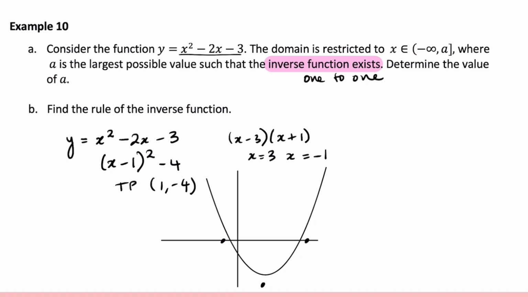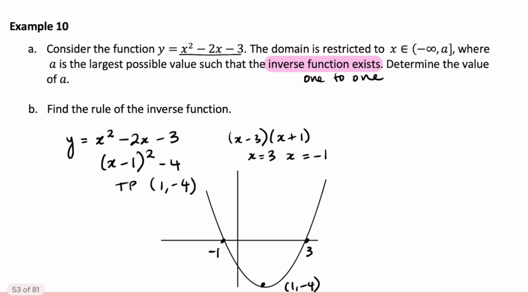So it should look something like that. Just move it downwards. There we go. Right, 3, negative 1, 1, negative 4. All right. Now here's the problem. This is obviously a function.